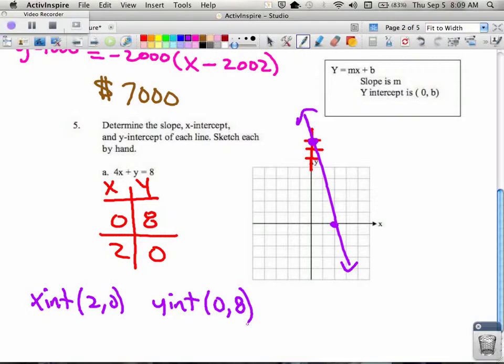And I know that there are only 2 numbers in my chart. There's a y number and there's an x number, right? 8 and 2. And slopes are y things over x things. Y minus y over x minus x. So if I look at the y number, 8, and I look at the x number, 2, 8 divided by 2 is 4, and I'm going down. So I know that my slope is -4.